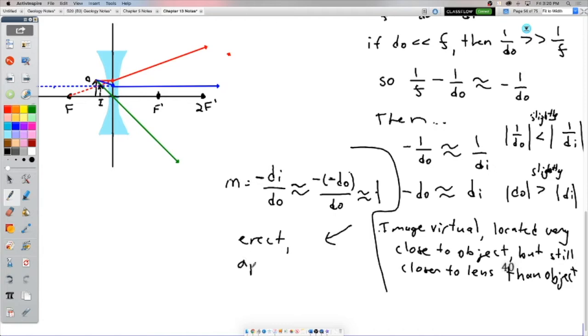It's approaching the same size as the object, getting very close, but it never will be the same size. The place at which it becomes the same size is when d_o is 0, and d_o can't be 0. So erect, h_i is close to h_o, but still slightly smaller.